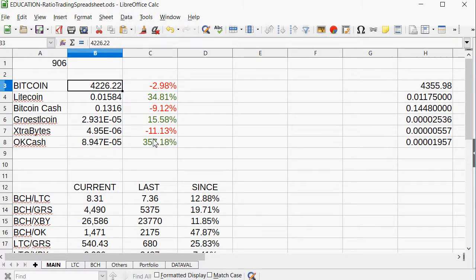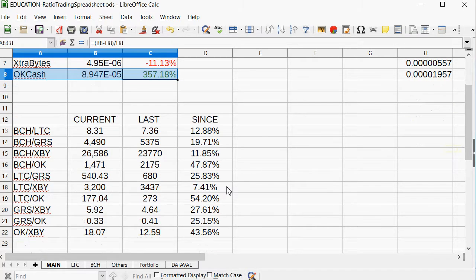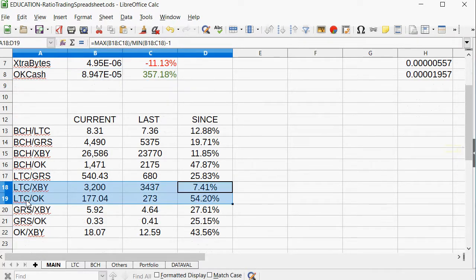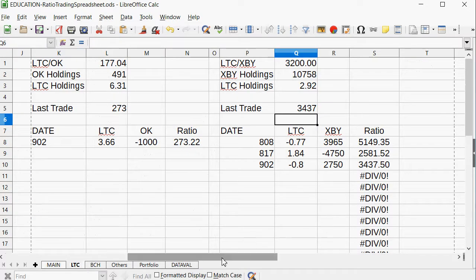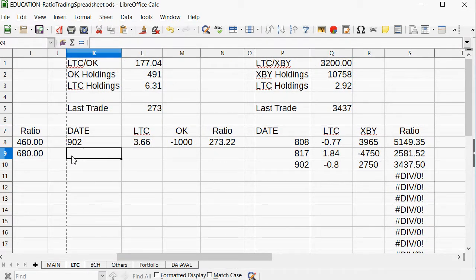And OK Cash even goes up more. It's now up 357%. So we got Litecoin and OK at 54%. Not as big of a move. We're definitely not going to be selling anywhere near what we would have before. In fact, we don't even have anywhere near it. We have 491 of them, so let's just go like 250 and just do what we can do. Because there isn't much you can do when that's all you own. But that's part of the aggressive selling on that nature. And we're only going to get like one and a half Litecoin now.